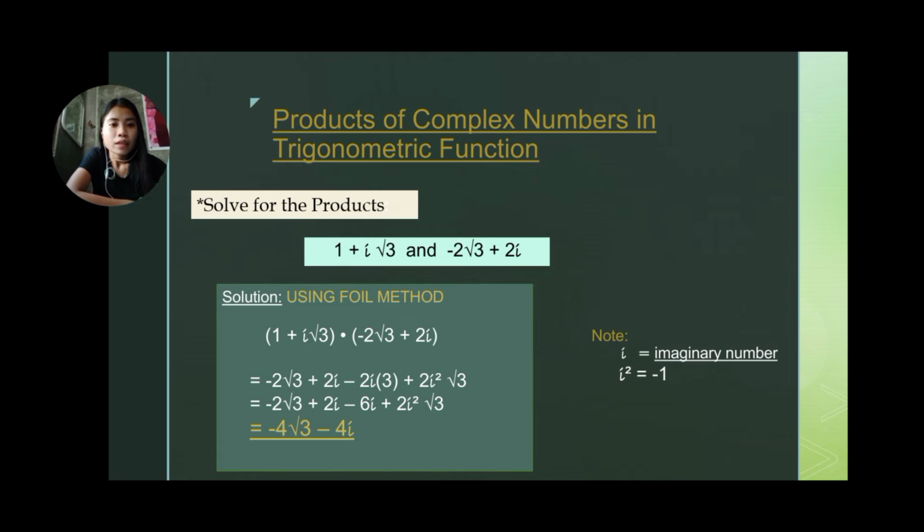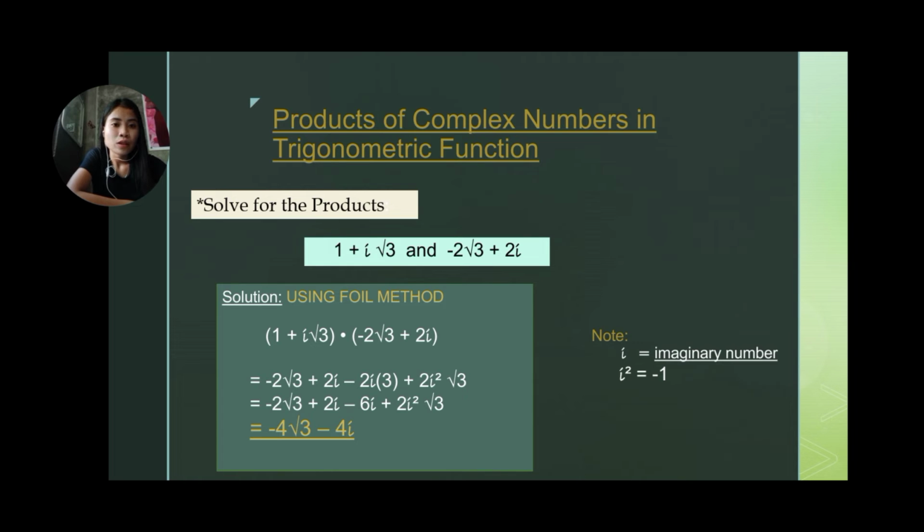So 1 times negative 2 square root of 3 is equal to negative 2 square root of 3, plus 1 times 2i is equal to 2i, plus i square root of 3 multiplied to negative 2 square root of 3, we have negative 2i times the quantity of 3, since square root of 3 multiplied to square root of 3 is square root of 9, and the square root of 9 is 3.